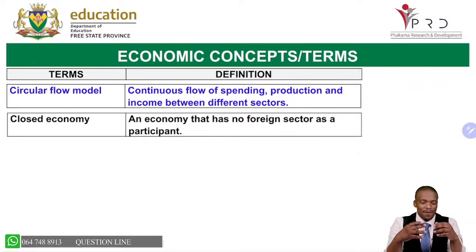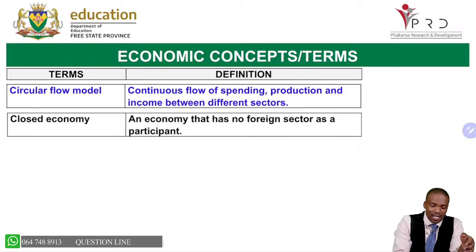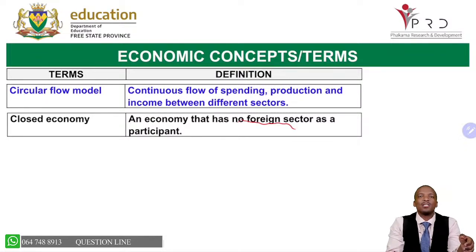Then we started by building up the economy, where we started with the two-sector model. In a two-sector model, we focused on households as well as firms. Then we moved to a three-sector model where we included the state or the government. In that way, that economy was referred to as a closed economy, or a three-sector economy. It is the one that has no foreign sector as a participant.